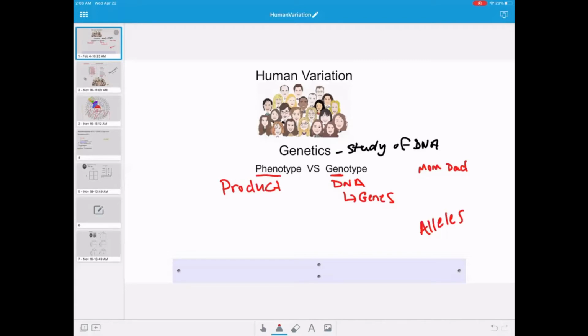And so that DNA causes your traits to be expressed. So when we're looking at a phenotype, we're looking at the expression of a trait. And so therefore, you may have certain genes from mom and dad that give you a certain hair color, but that hair color is the actual phenotype. So that brown hair or blonde hair is your phenotype.